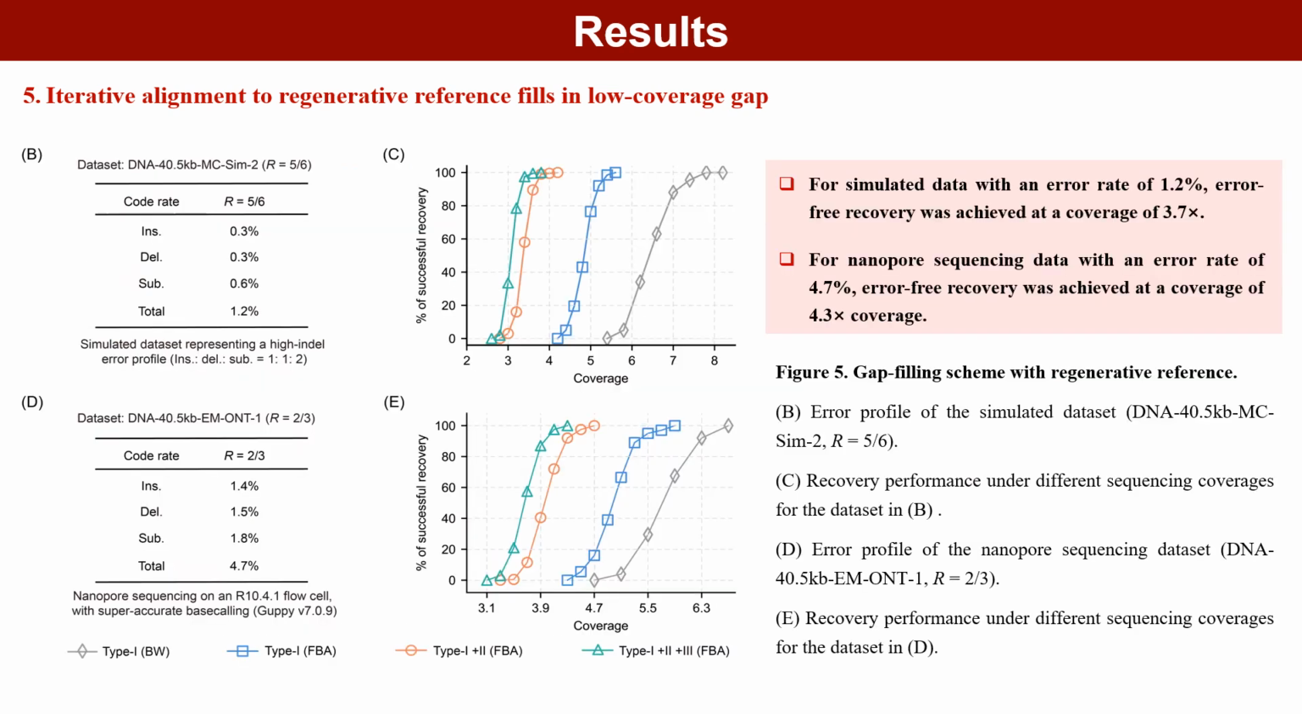For simulated data with an error rate of 1.2%, error-free recovery was achieved at 3.7 times coverage. For nanopore sequencing data with an error rate of 4.7%, error-free recovery was achieved at 4.3 times coverage. These findings confirm that the proposed framework remains valid for low-indel data while offering substantial gains in high-error contexts.